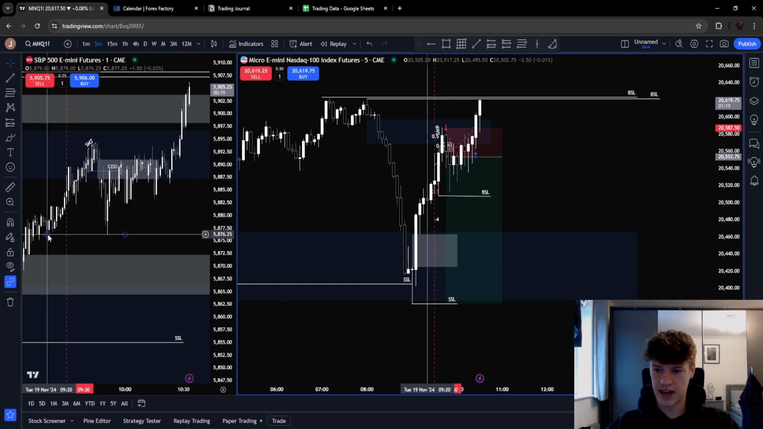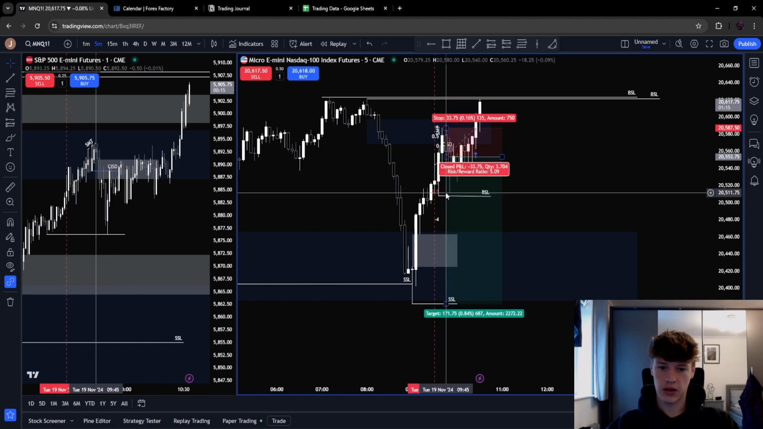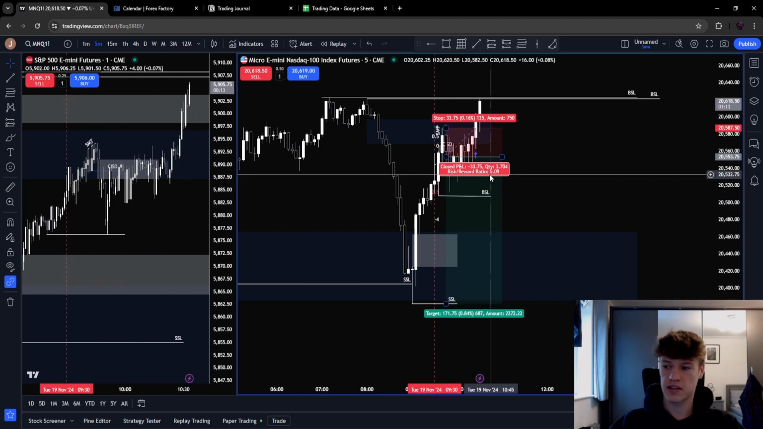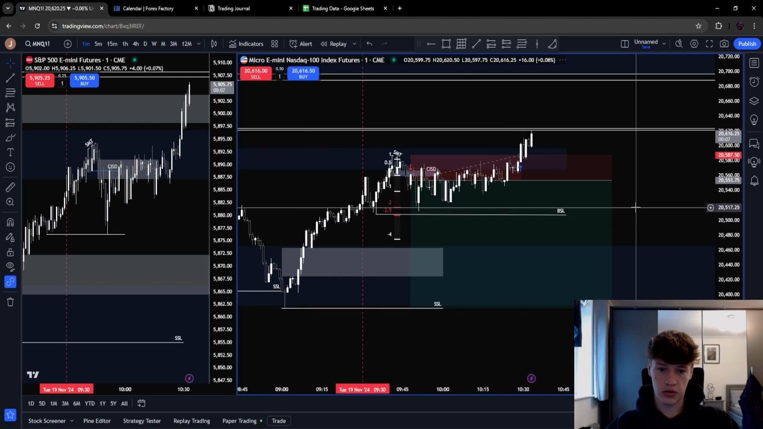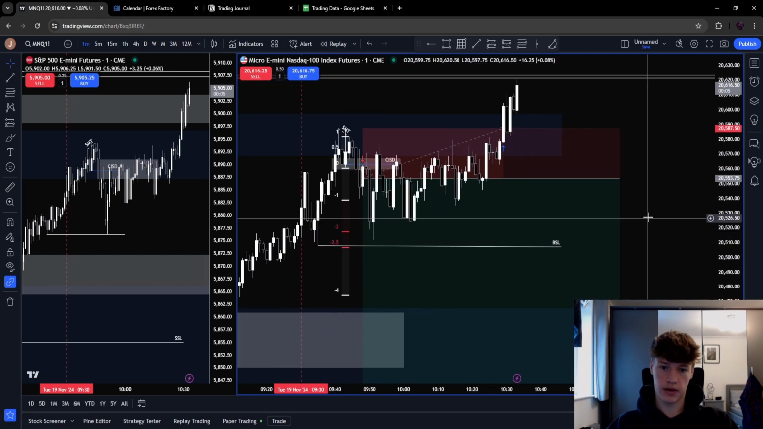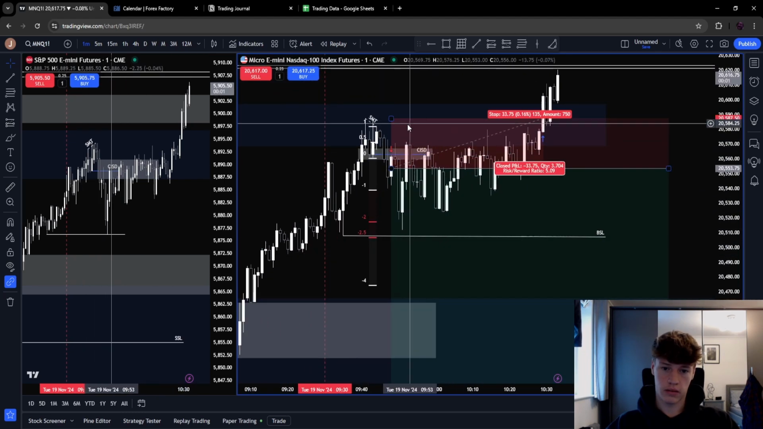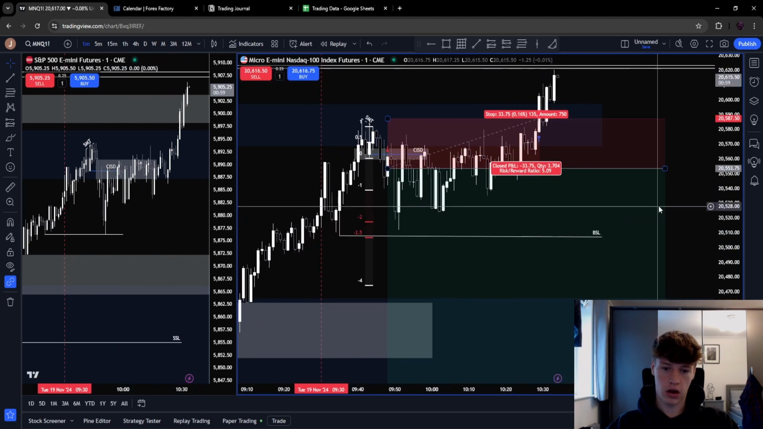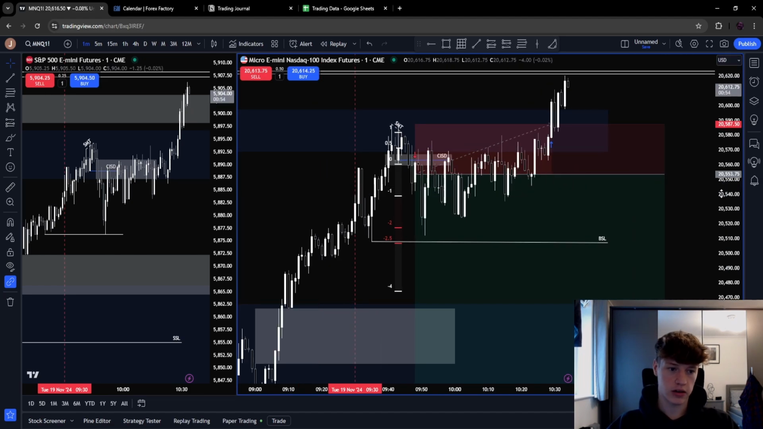As you can see, ES came down and made equal lows with it, but NQ didn't. That's not really an SMT because ES still didn't take the low anyway. So there was no long entry, in my opinion. There was no place for me to go long, because there was no SMT, no manipulation that I could clearly see.